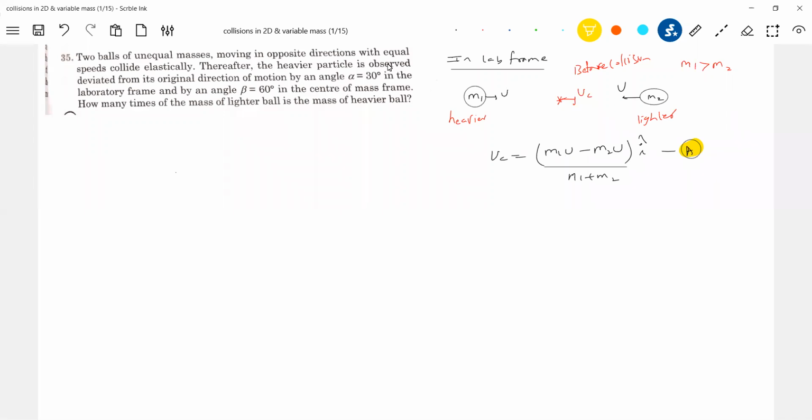In the C frame, the same problem. For that I need the velocity of particle one with respect to the center of mass, that is u1c. So what is u1c? Velocity of one with respect to the center of mass. What is the velocity of one? u i cap, minus the velocity of the center of mass, m1u minus m2u i cap by m1 plus m2.